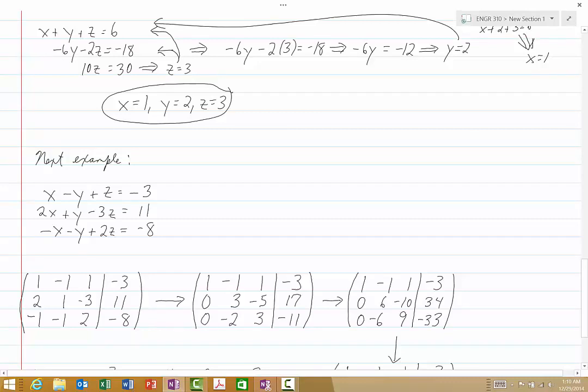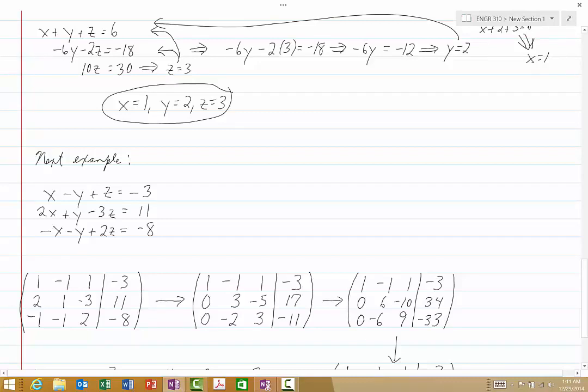And then to get rid of this negative 1, we merely add the first row to the last row. So 1 and negative 1 is 0. Negative 1 and negative 1 is negative 2. 1 and 2 is 3. Negative 3 and negative 8 is negative 11. And so this is where we get, after eliminating all the non-zero terms below the main diagonal in the first column.